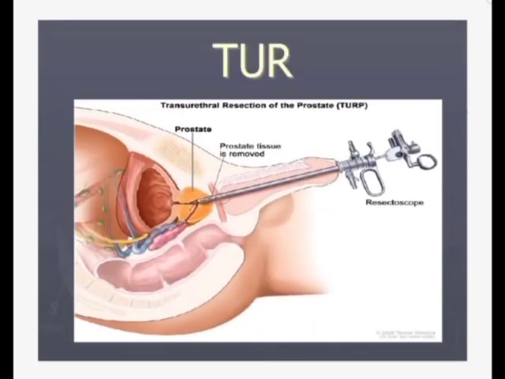Can you see this diagram? This is the TUR or TURP, transurethral resection of the prostate gland. Whenever there is BPH, that is benign prostatic hyperplasia, the urologists do the operation called TUR. They put an endoscope through the penis and then they resect the extra prostatic tissue and they open the urethra.